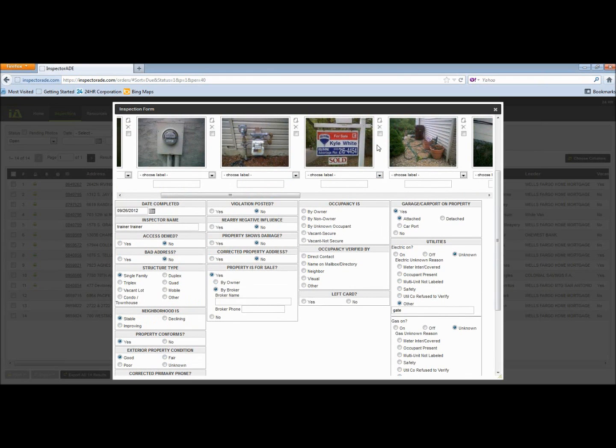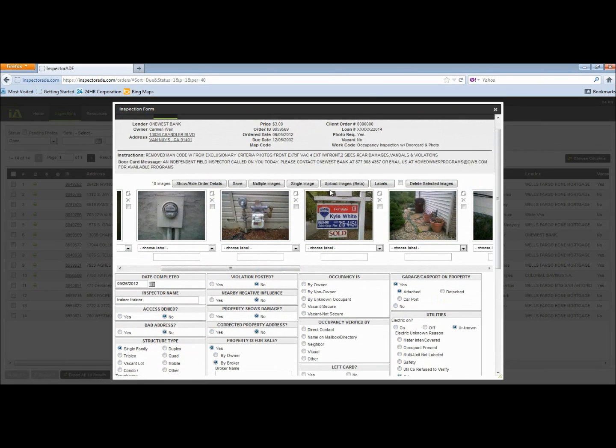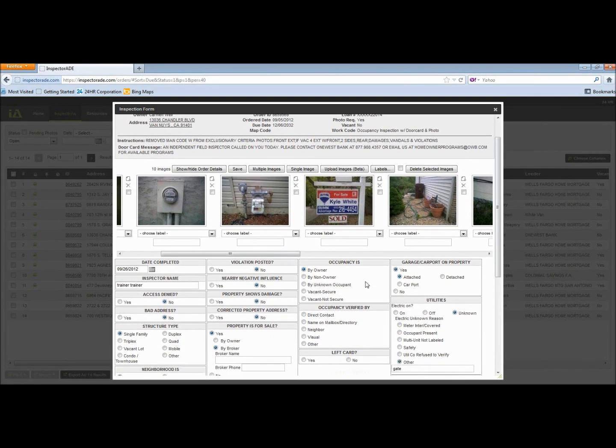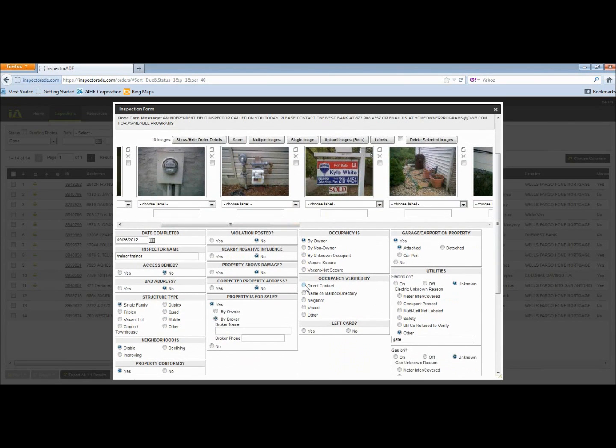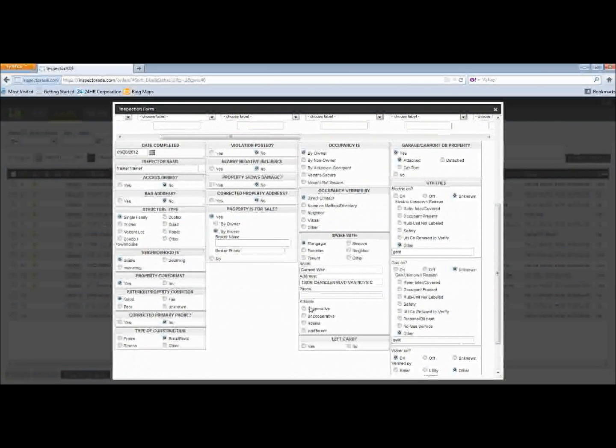Occupancy: let's go through a couple of scenarios. If you went to the door and Carmen, the owner, came out and said, yes, I'm the owner and I do live here, then the occupancy would be by owner. And then how did you verify this? Occupancy verified by: that would be direct contact because you talked to the owner. And then you would put mortgagor, and it's going to fill this in for you, and then you're going to give the attitude, and then yes, you gave him the card.